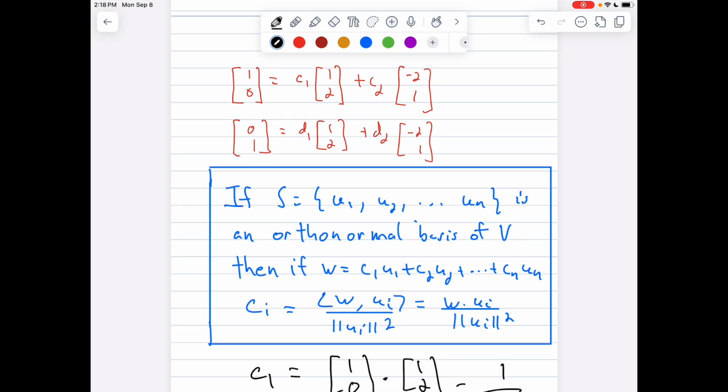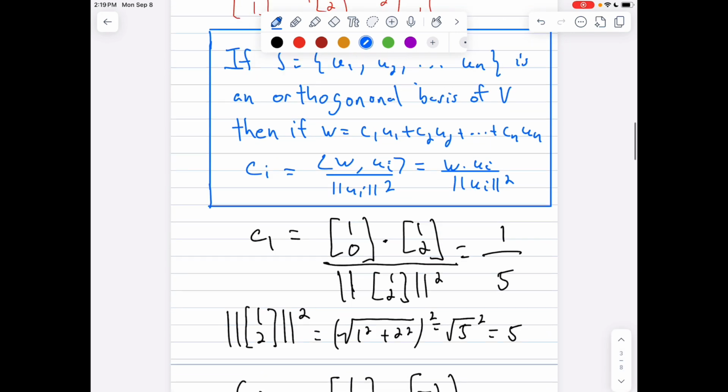If you have an orthonormal basis, but it should be orthogonal here. Let me change that. If you have an orthogonal basis, but the word orthonormal would work out as well. If you have an orthogonal basis of E, and you write a vector as a linear combination of the basis vectors, the way you get each of the constants in front is by taking the dot product, or an inner product, of each of the individual basis vectors with the vector you're trying to write as a combination.